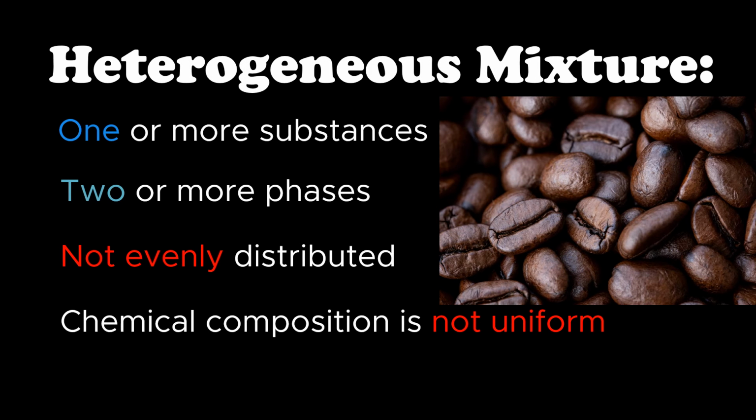In contrast, a heterogeneous mixture contains one or more substances in two or more phases. The chemical composition is not uniform because the substances are not evenly distributed. Roasted coffee beans make up a heterogeneous mixture. Different areas of a bean might be more roasted than other parts, which alters its chemical composition. As such, the compounds in this sample of coffee beans are not evenly distributed.